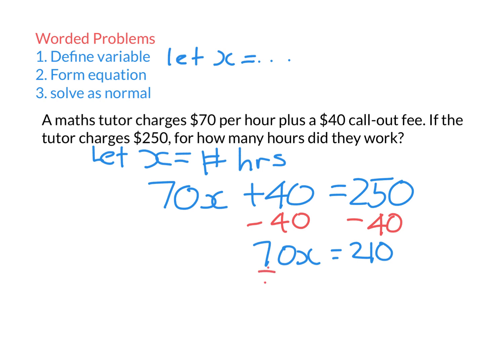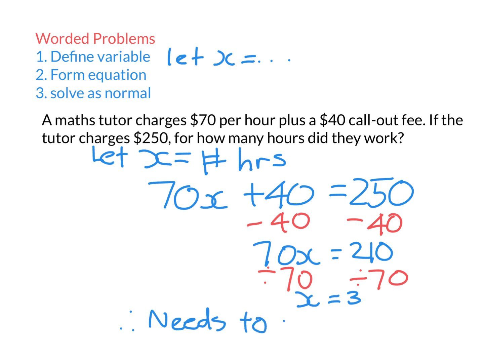So dividing each side by 70 gives us x equals 3. But we're not quite done. You need to say what you found. You don't need to write an essay, so you just say something like, therefore the tutor needs to work for 3 hours. So if the tutor works for 3 hours, they'll earn $250.